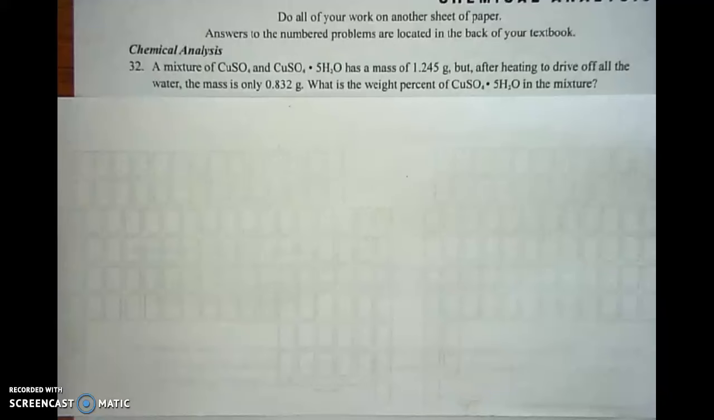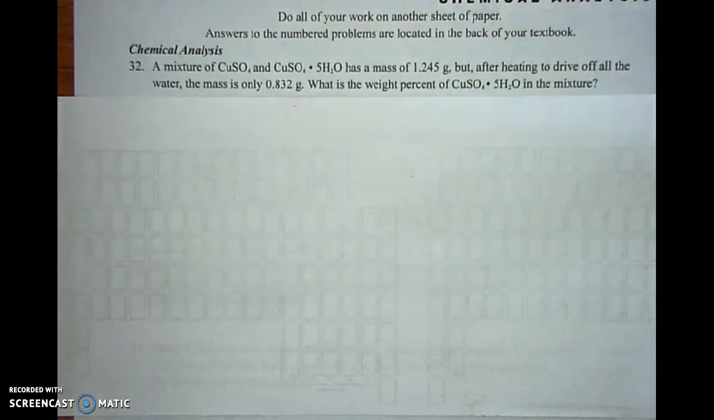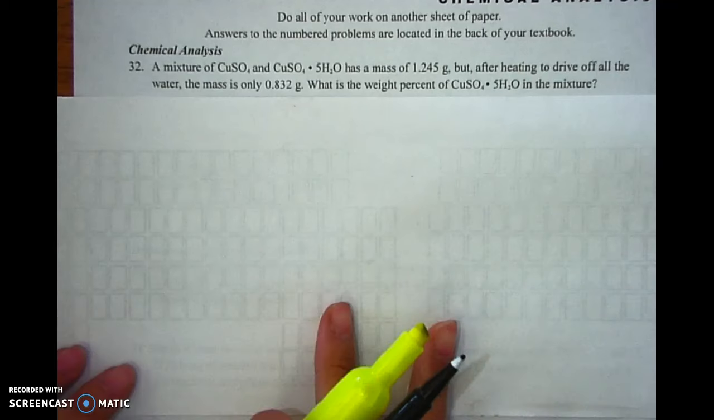All right, so for this problem here, this is one of those tougher mass percent weight problems because it actually involves a step before you could get to the weight percent. And I thought this was a good one to go over. This was the first problem off the homework worksheet that you guys did a few days ago.